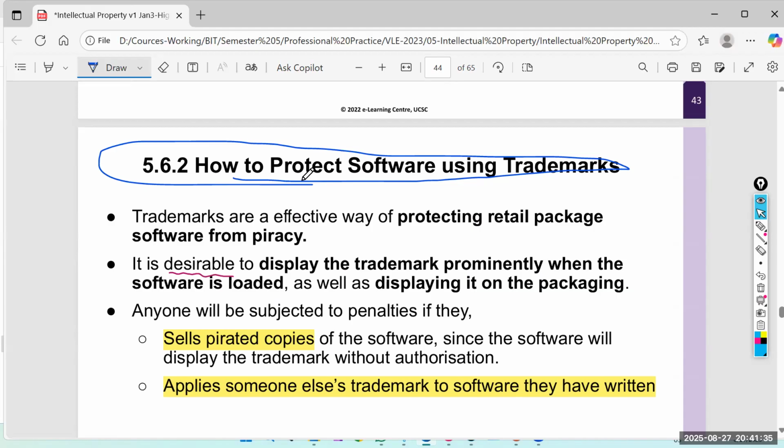Otherwise, others will try to use your systems and so on for their usages, their businesses.